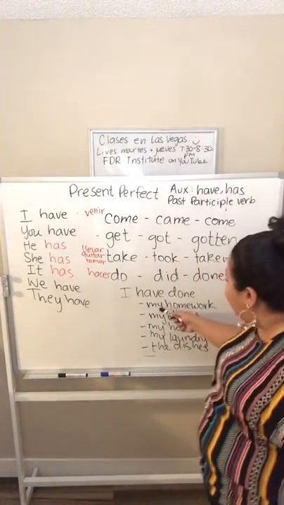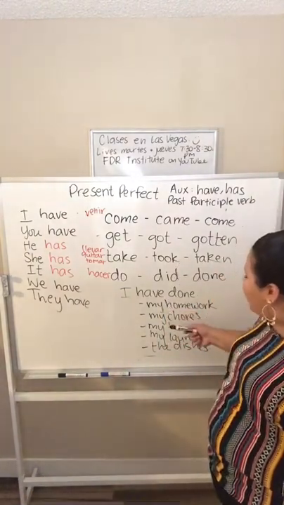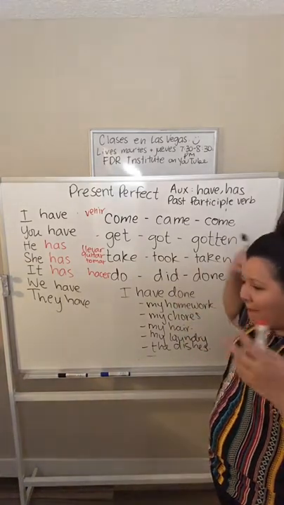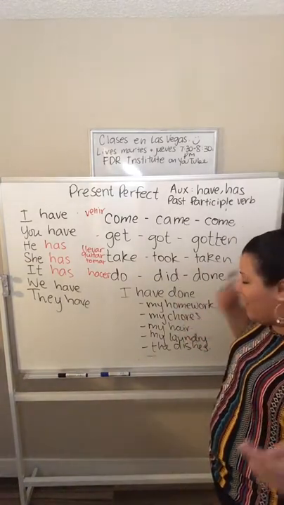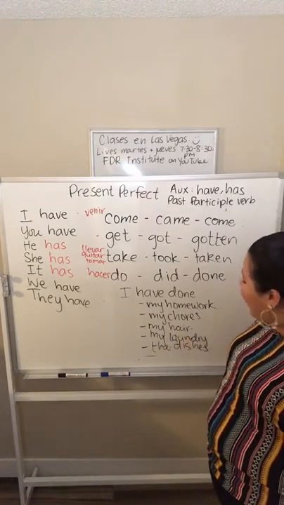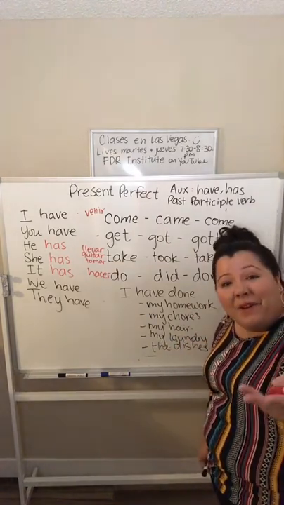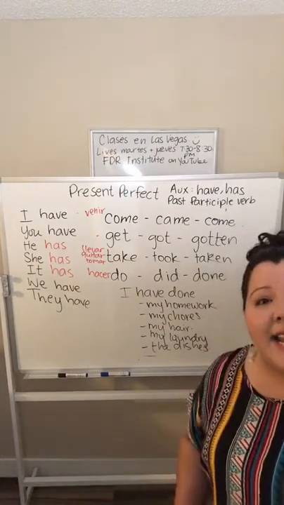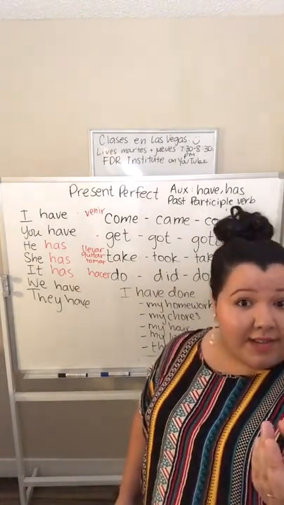So, I have done my homework. I have done my chores, mis quehaceres. I have done my hair, que es como me he peinado el cabello, me he hecho un estilo al cabello. I have done my laundry. He lavado la ropa. I have done the dishes. He lavado los trastes. Y si quieres preguntar, ¿has lavado los trastes?